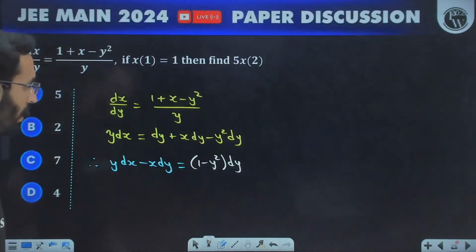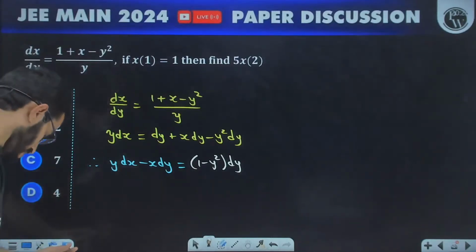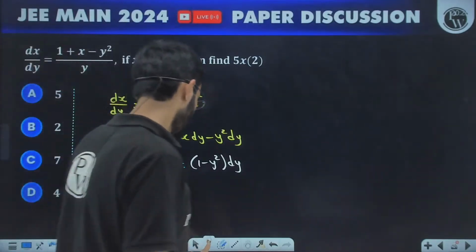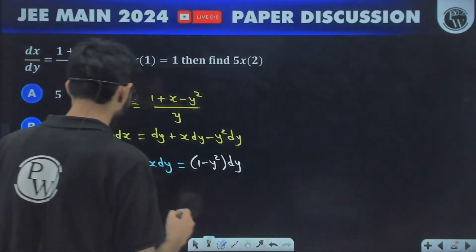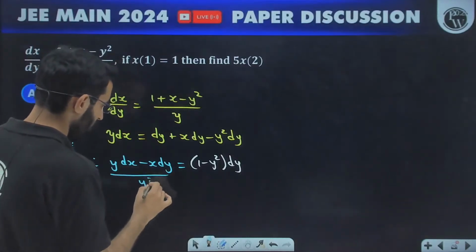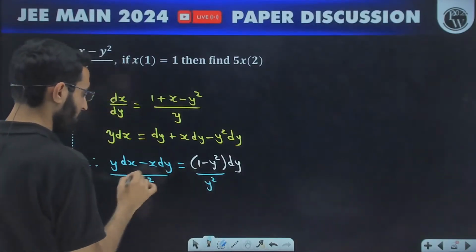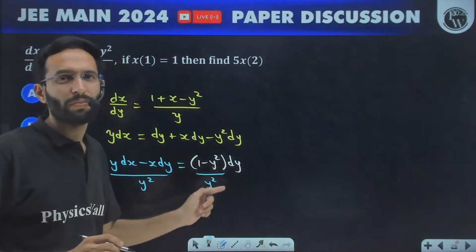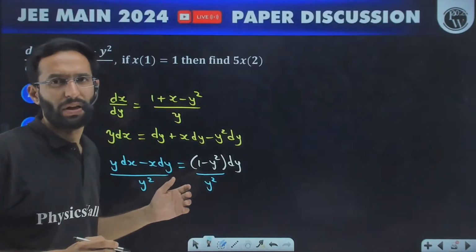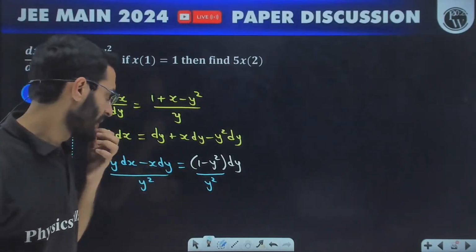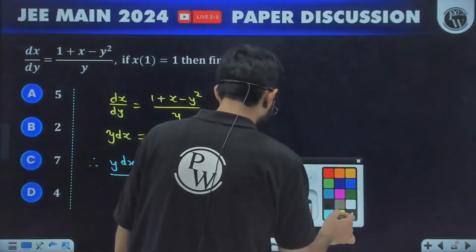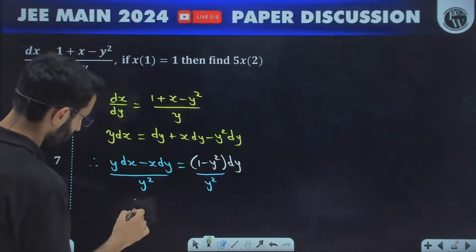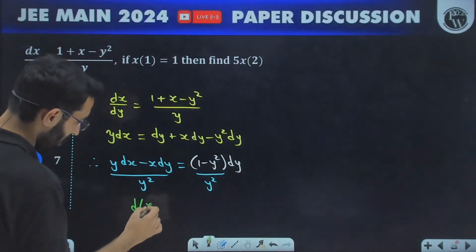Check. Now here, to integrate it, if I divide on both sides by y square, there are two options. Either I can divide by y square or by x square. If I divide both sides by x square, then this will become trouble for you. So better divide by y square. If I divide by y square, your left hand side will become differential of x by y, or not? Check. This will become differential of x by y.